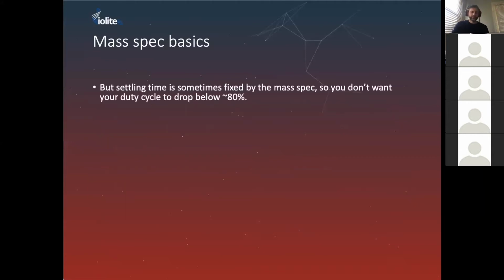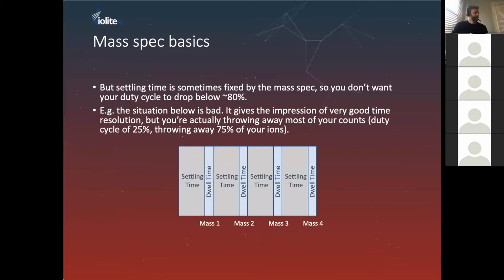Typically, we don't want to go below about 80% for a duty cycle, because you want to avoid this sort of situation. If we really decreased our dwell times by heaps, we could have something that looks like this, where only about 25% of the time we're actually measuring our ions, and the rest of the time is settling time. So in this case, it'd be a duty cycle of about 25%. So you're throwing away 75% of your sample. You're just not measuring it. There's only so far you can go down in your dwell times without starting to throw away data.